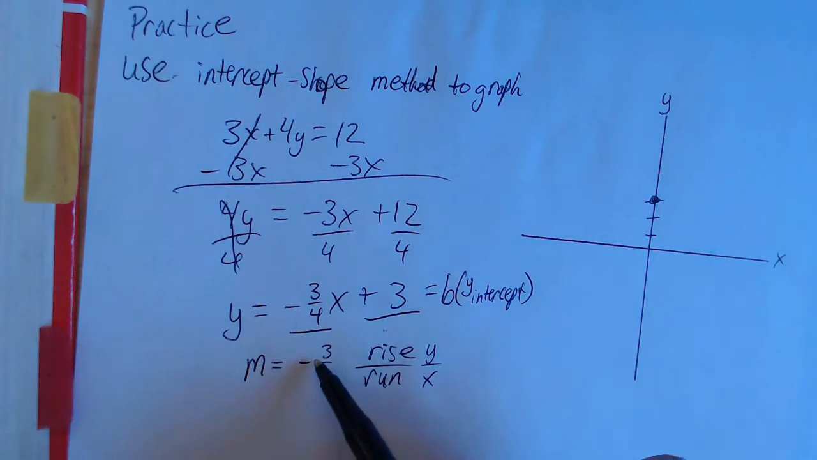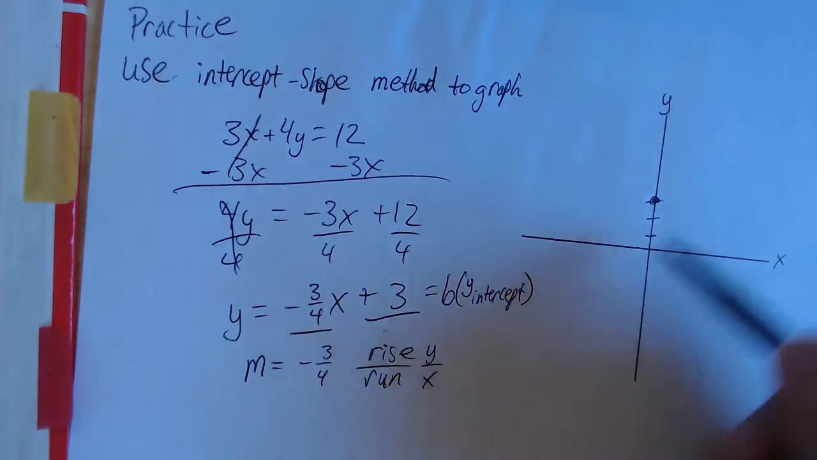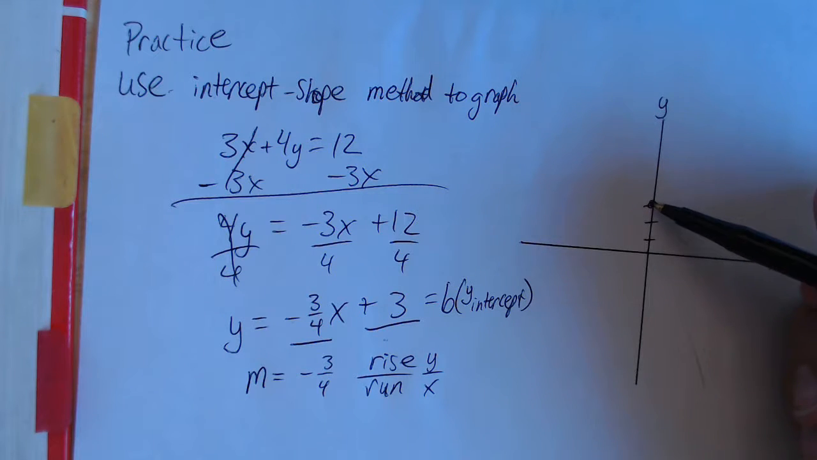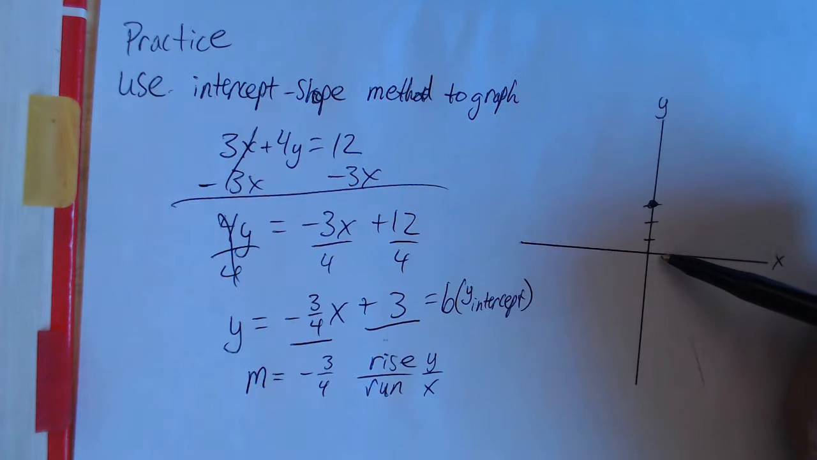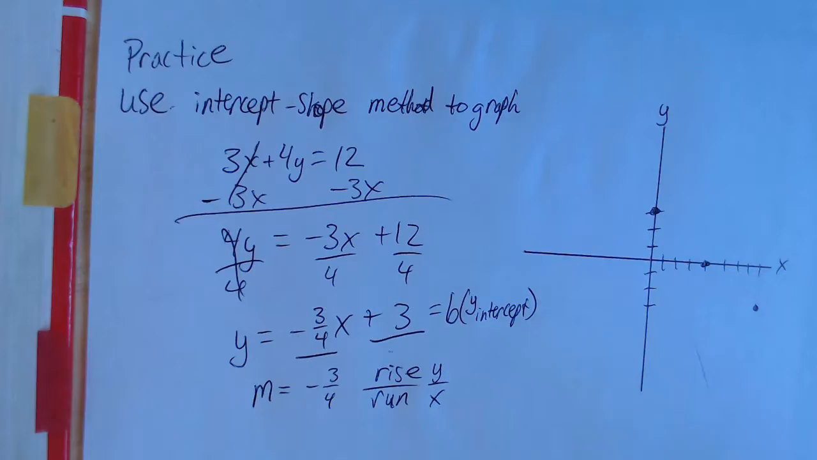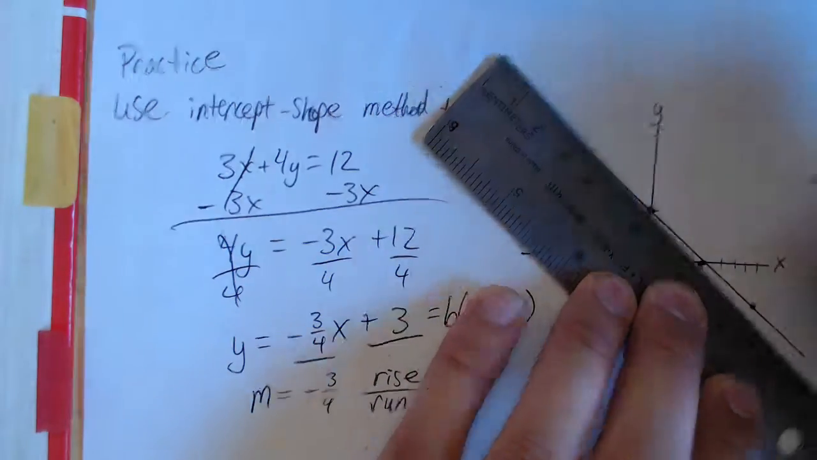Now that I know my slope is negative 3 over 4, negative meaning that it's going to go down instead of up, I go from my point, and then I go down 1, 2, 3, and then I go over 1, 2, 3, 4. And that is the next point on my graph. And then I'll do that again. I'll go down 1, 2, 3, and then over another 1, 2, 3, 4 to get the next point on my graph. Now that I've got 3 points, I can go ahead and graph my line, and I am done.